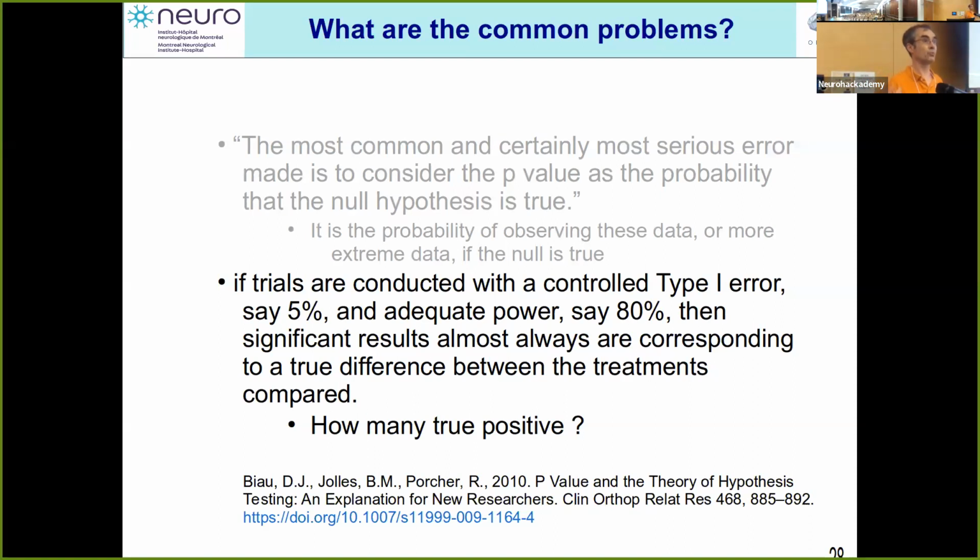So how many true positives would you have? What's the percentage of true positives having those two numbers, 5% type 1 error and 80% power? Can someone who thinks there will be more than, let's say, 70% true positives? No one? Really? Who thinks there will be less than 70% true positives? No one either. Okay.